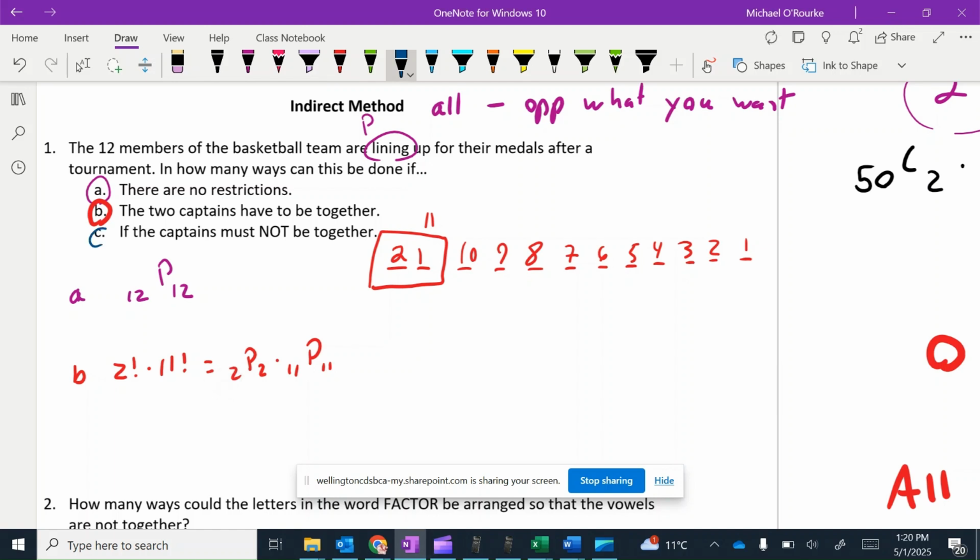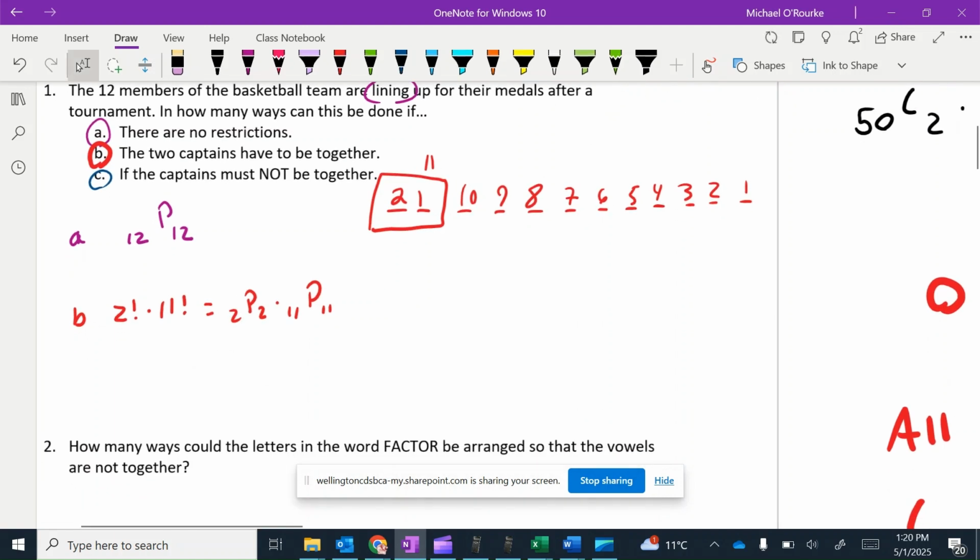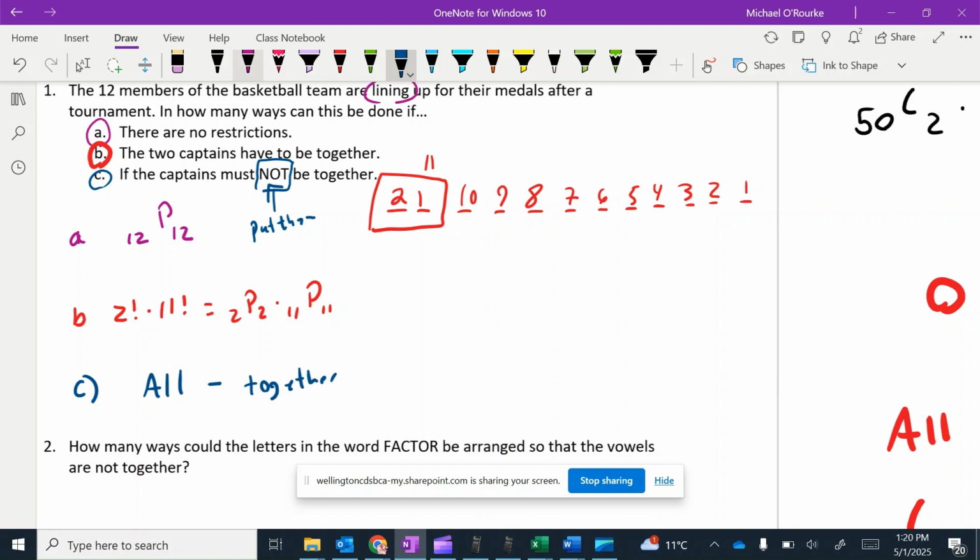Now lastly, how many lineups must not have them together? So when you see not or less than or greater than, that's what it's going to mean. So here we're going to do all. Now if we don't want them together, the opposite of that is to put them together. Okay, so all minus them together. Now thankfully we have the all already, which is 12P12.